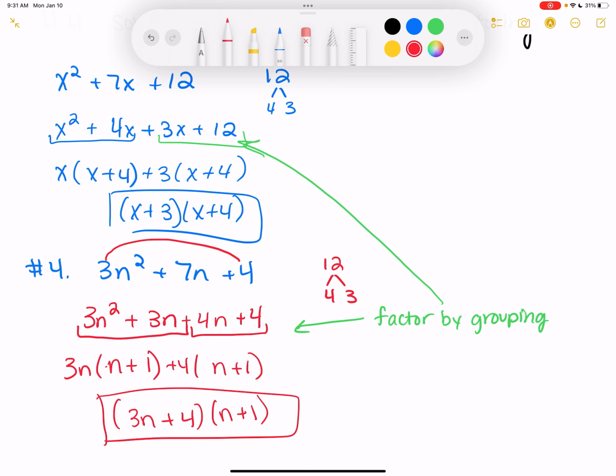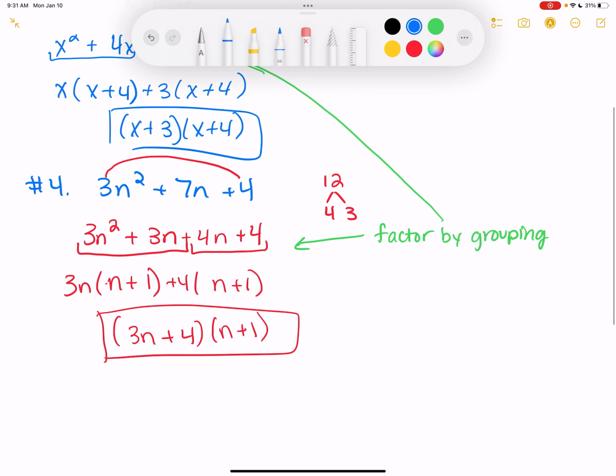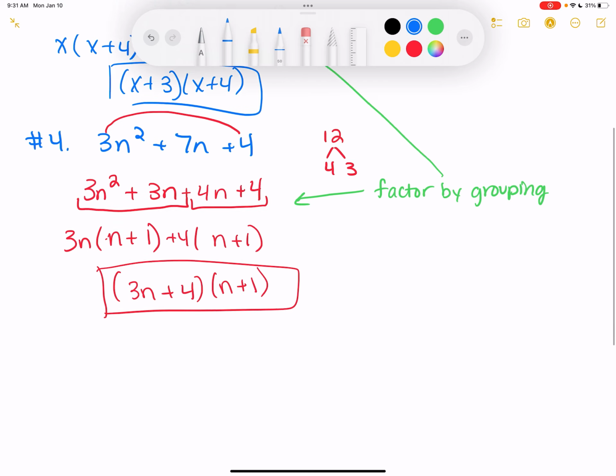Okay. And then if you're like, well, I don't know if I actually factored that right, remember, if you FOIL it, you should get back to what you started with. Okay. All right. Let's see. Number 6.